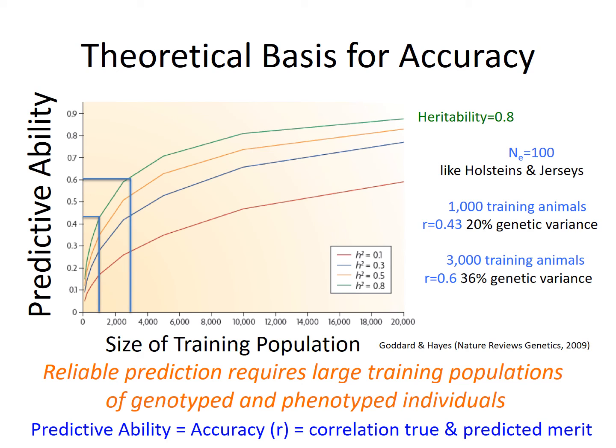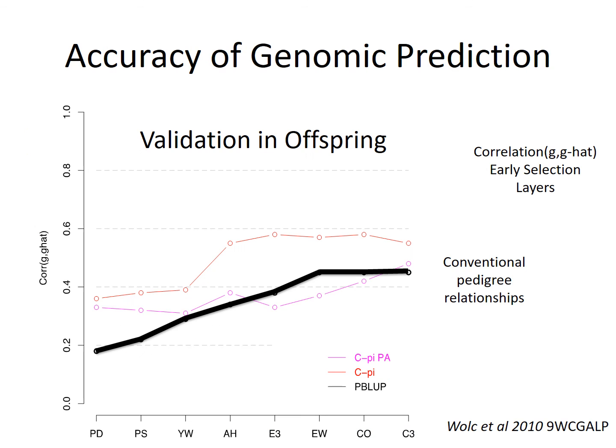In the human context, they used to aim on getting 100,000 animals in such a population. Nowadays, they often aim at getting more like 1 million animals. So how well does this work? One of the best examples of genomic prediction in livestock is from a paper back in 2010, published by one of my colleagues, Anya Walk, in chickens.